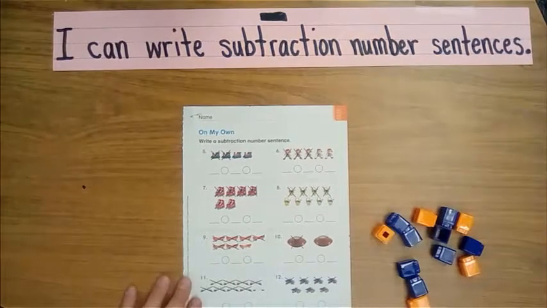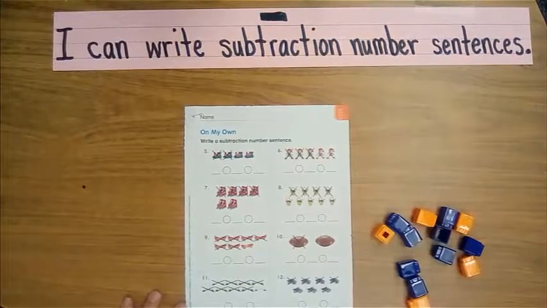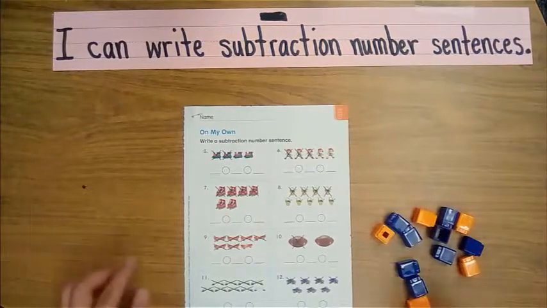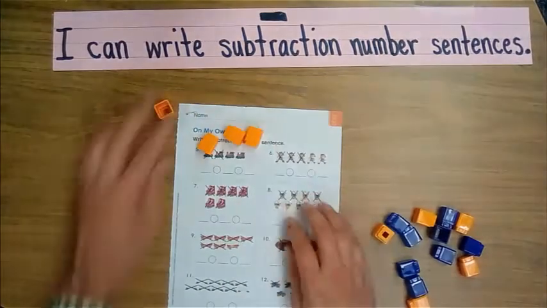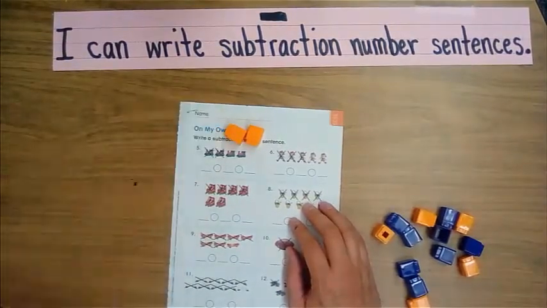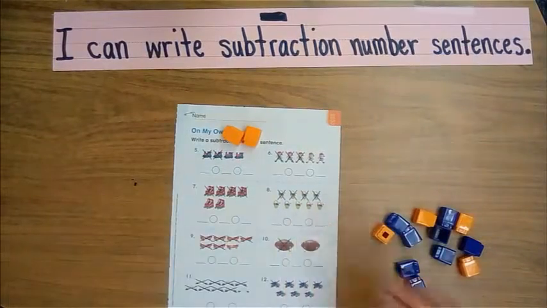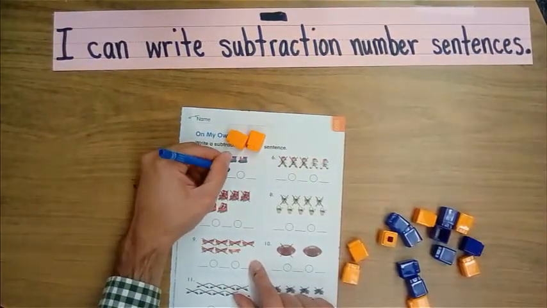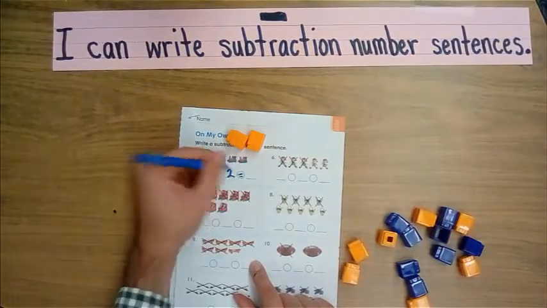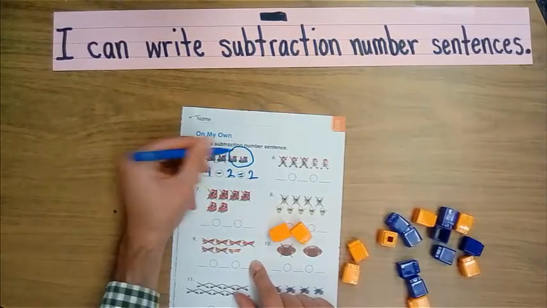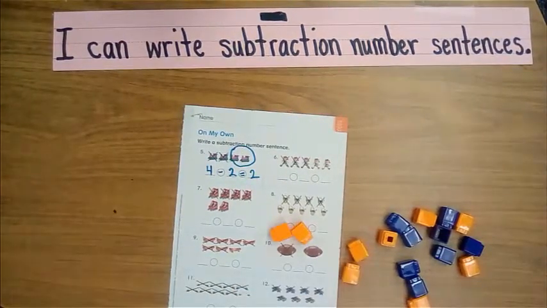Okay, great, you're back. All right, so let's do the answers together, okay? So now, I'm going to use blocks for the first one. So it says 4 minus, how many? 2 equals 2. So I can say 4 minus 2 equals 2. The difference is 2. Great.